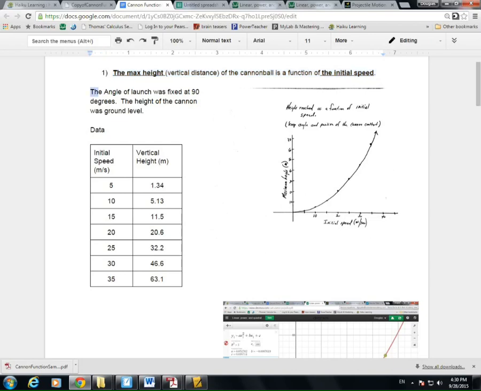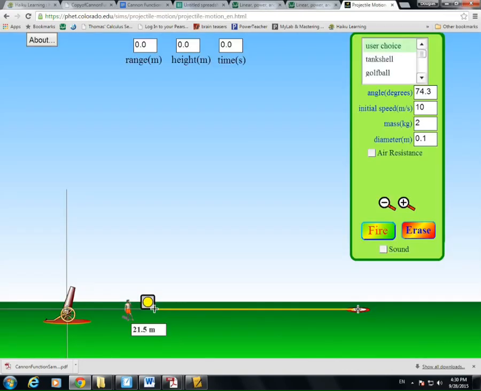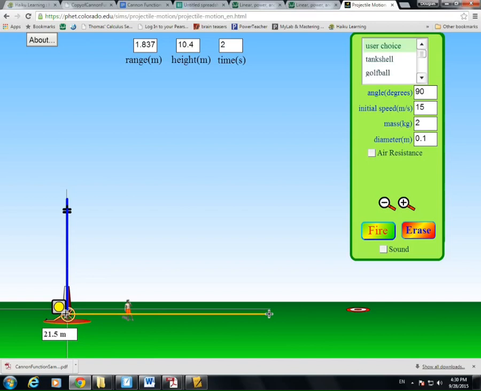In addition, I put down a couple of details for my simulation so I could recreate it, and I fixed the angle at 90 degrees, and the height of the cannon was at ground level. So these are some things that I have to make sure I keep the same next time I go back to the simulation. Now, I chose to keep the angle at 90, and I kept messing around with the velocities, changing them and seeing how that affects the height, and then I measured.